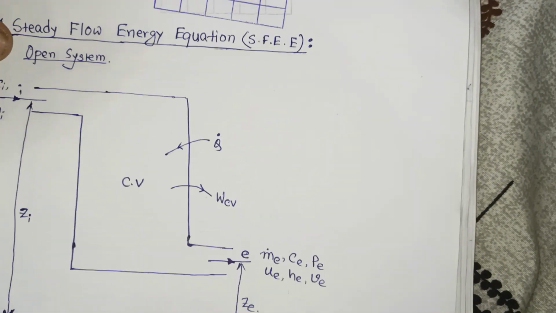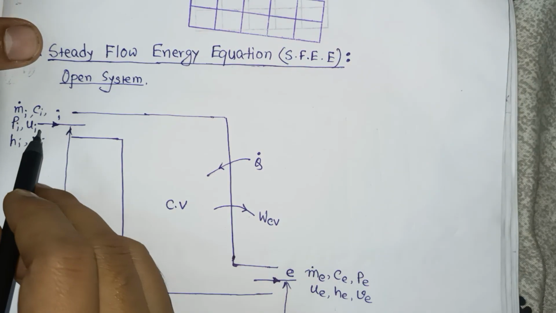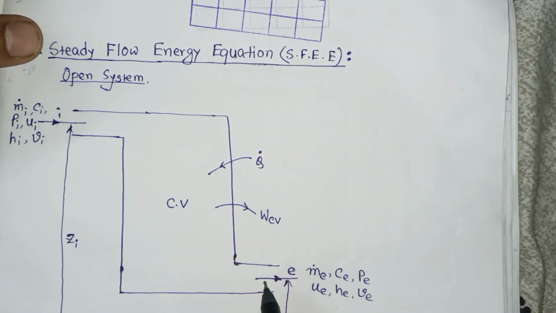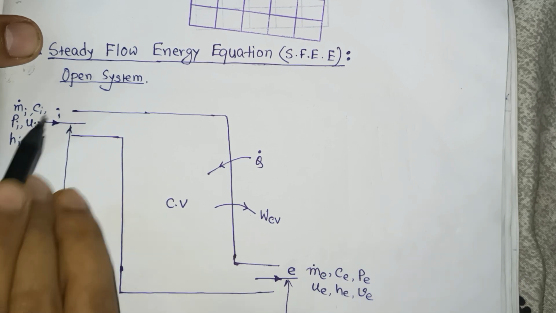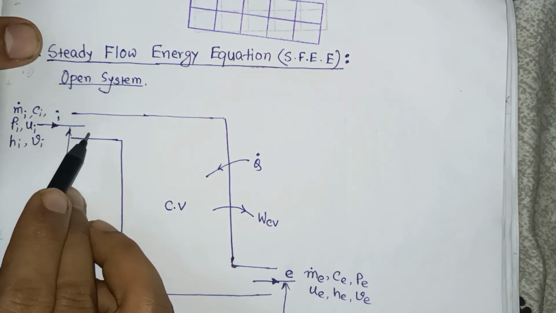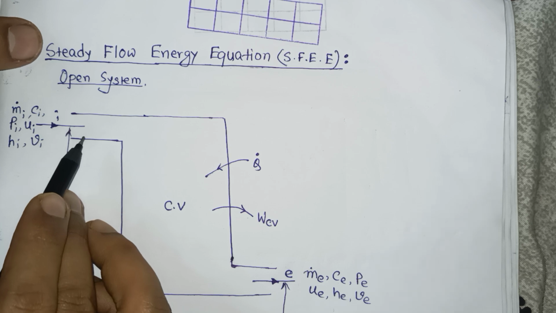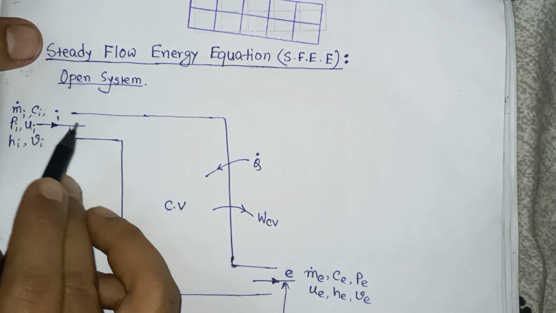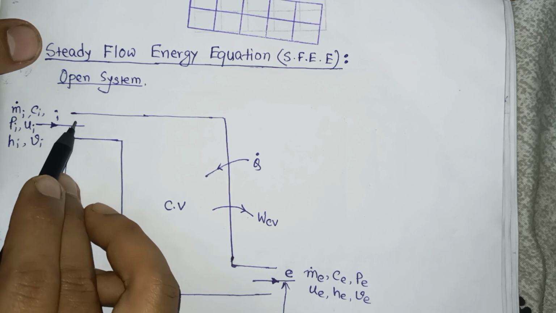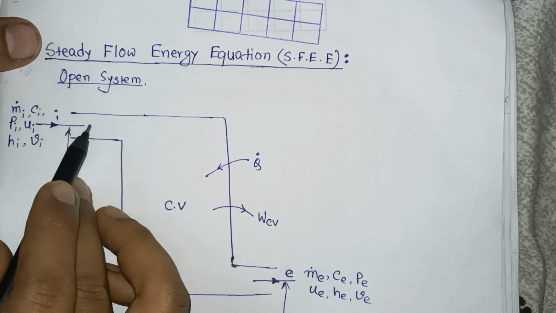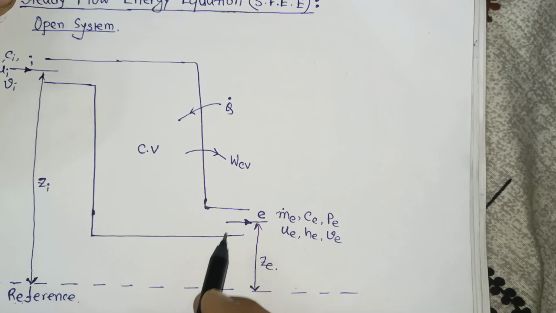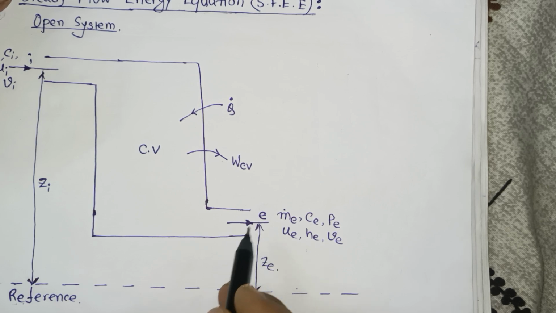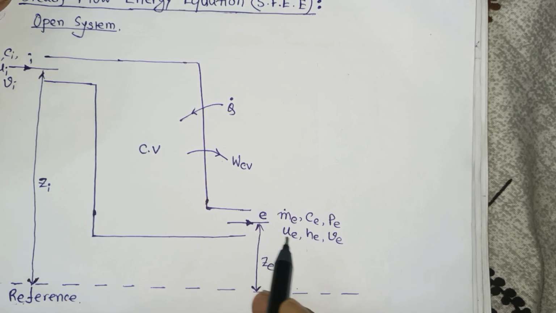Here there is a fluid which is entering the system and the fluid is leaving the system. When fluid is entering the system, the work is done by the surroundings on the system, so that is why this is negative. Here PV work is negative, and here work is done by the system, that's why this is positive.